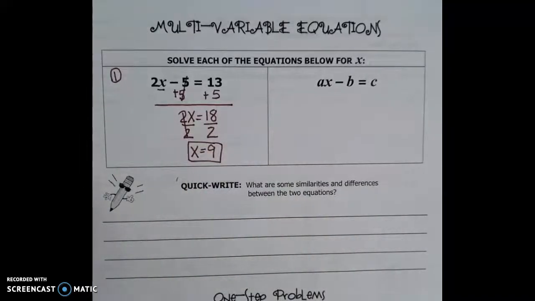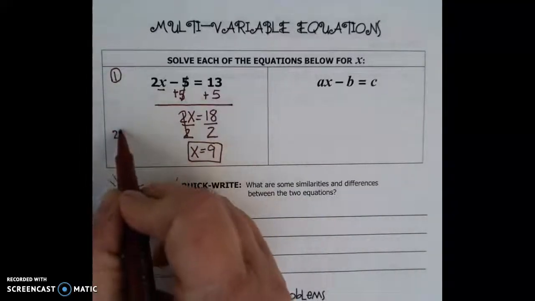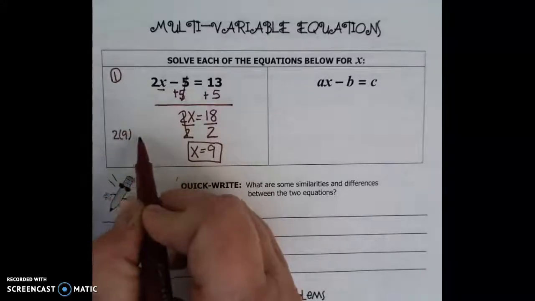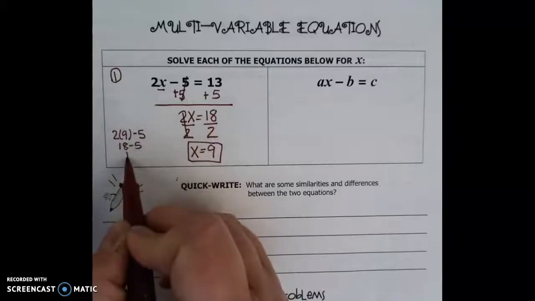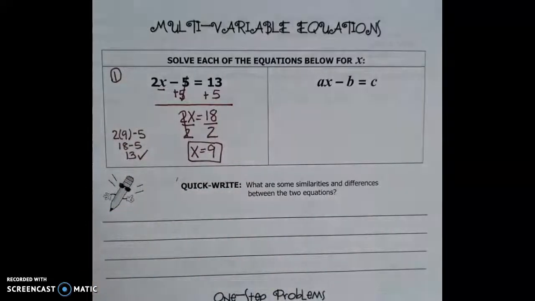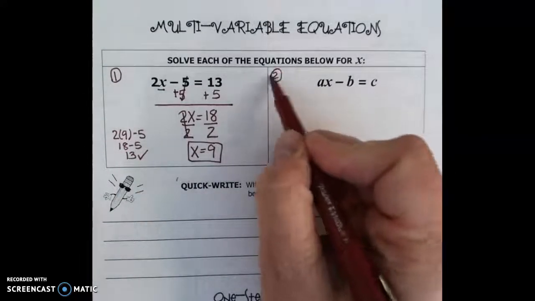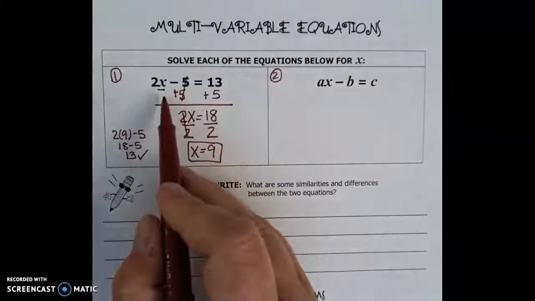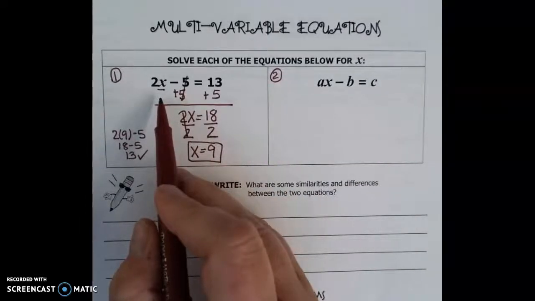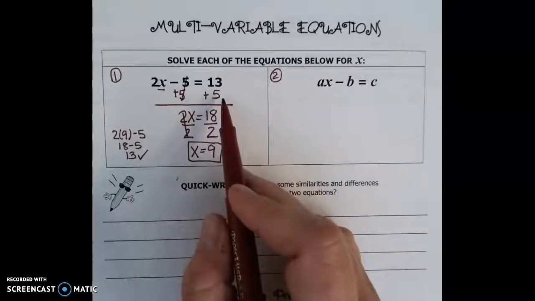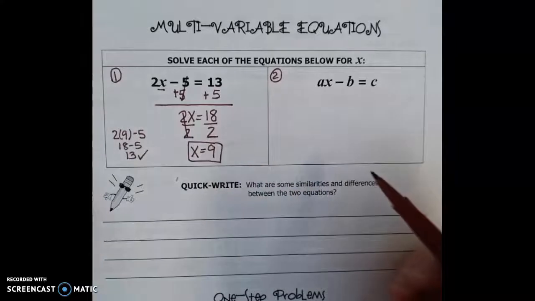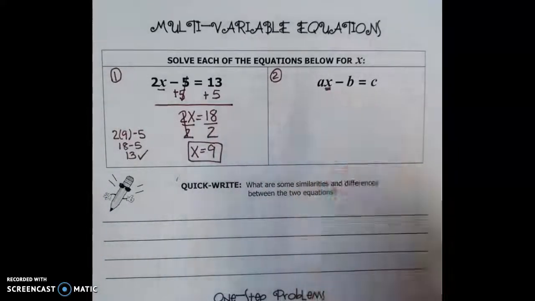Now we could check this by plugging 9 back in, just to verify and evaluate it. I'll get 18 minus 5, which is 13. So it checks and works. This is our literal equation, and if you notice, you'll see that it's set up very similar to our example number 1. The difference being these are all letters as opposed to numbers, but our process will be exactly the same. We're trying to get x alone.